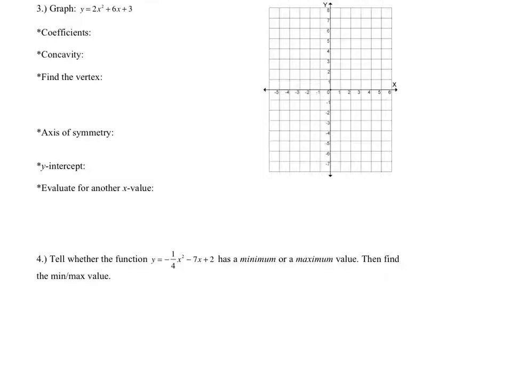Okay, let's take a look at another example. So in this example, our standard form equation is y equals 2x squared plus 6x plus 3. So we have an a, b, and a c value. So that's the first thing we're going to do, is identify those coefficients. So a is the coefficient of x squared, which in this case is 2. B is the coefficient of x, and c is your constant, the number that's just a number. That's 3. Concavity is determined by the a value. If a is positive, it's face up. In this case, it is.